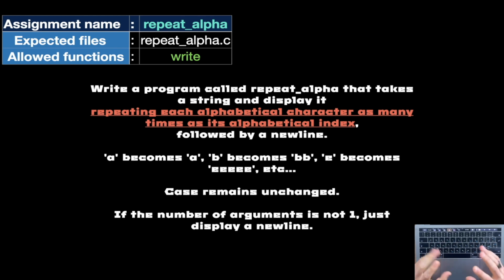Repeat alpha. This time we have to make a program that is able to take a string and display every char contained inside that string as many times as the index of its alphabetical order, right? So basically, if I have the char A, I have to repeat the char A one time. If I have the char Z, I have to repeat it 26 times, okay? All right, let's jump into the code.